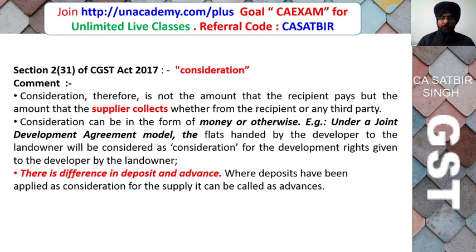So there is a difference between deposit and advance. Where a deposit has been applied as a consideration for supply, it can be called an advance. So we have studied this concept, that when can the deposit be termed as advance.